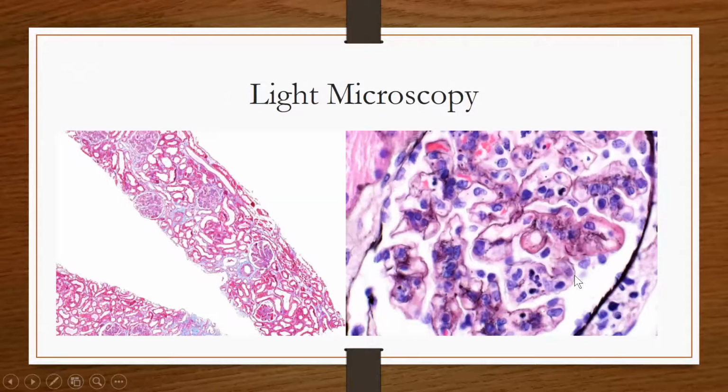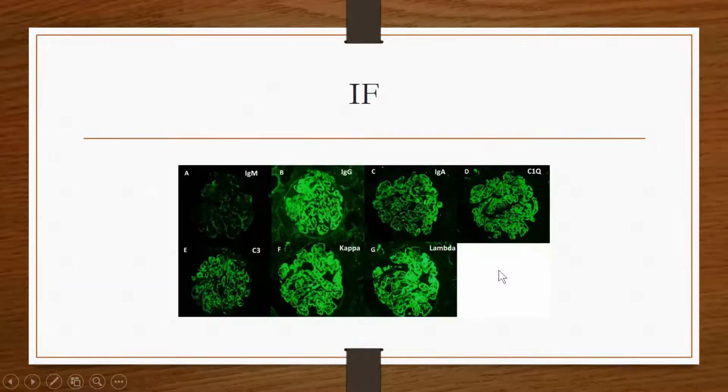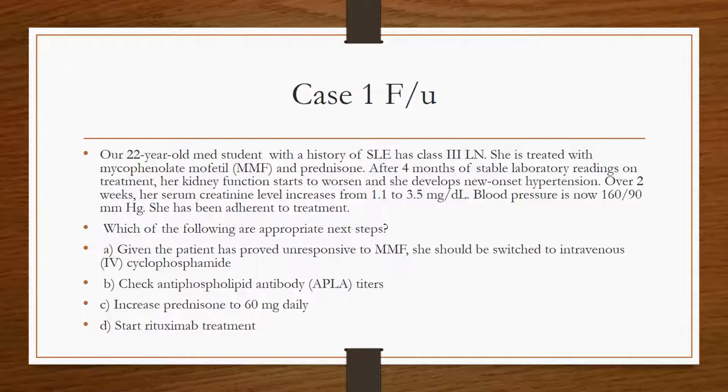So our patient ended up having some proliferation in less than 50% of the glomeruli. So she had class 3 lupus. Usually in lupus, you have full house immunofluorescence. It's positive against IgG, IgA, C1q, C3, kappa, lambda, consistent with SLE.